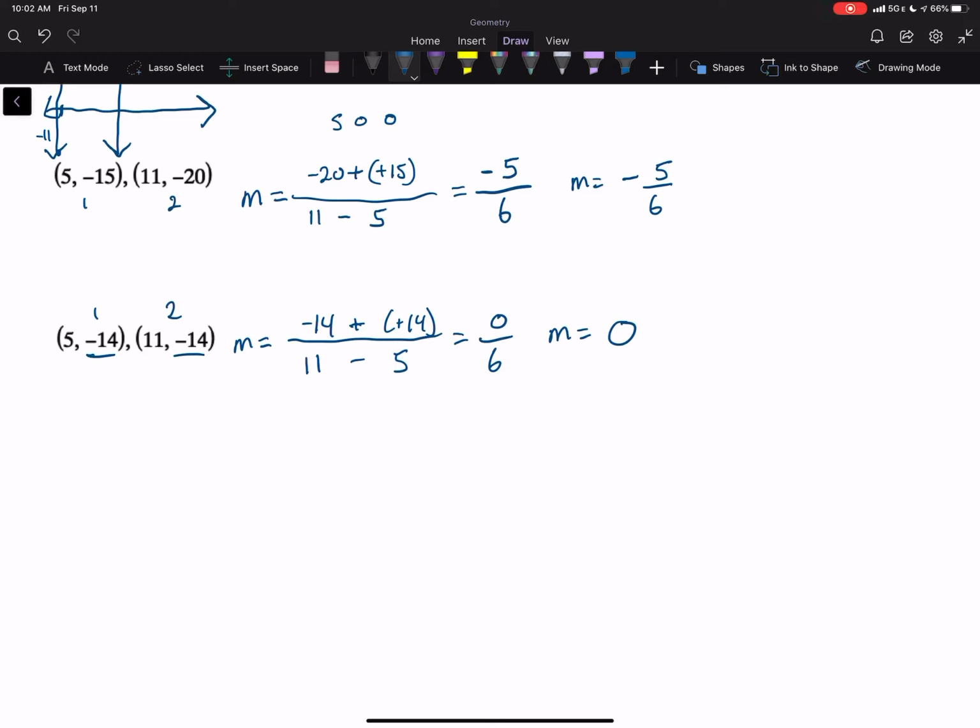All right, so that is how to solve it. This is the hardest way probably to solve for the slope. So practice this one. If you have questions, please ask me, and I'll gladly help you.